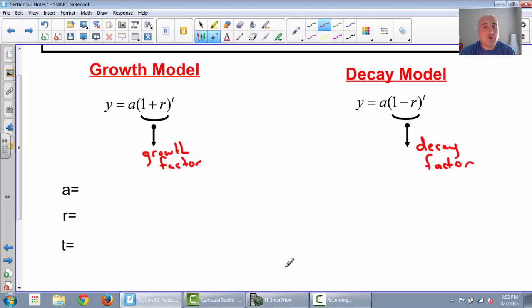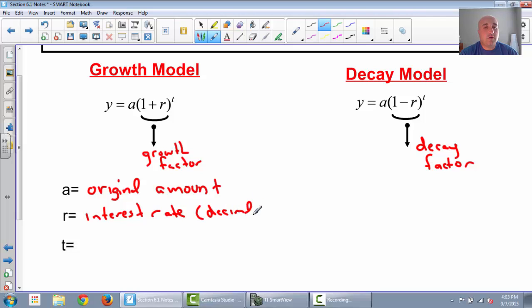Okay, so what do these other letters in the problem mean? We're just going to run through these quick. We'll do an example, and hopefully it'll make some sense. So A, little a, is your original amount. And this will make a lot more sense once you see the examples. Little r is your interest rate, and it must be in decimal form. And t is time in years. So it must be in years.